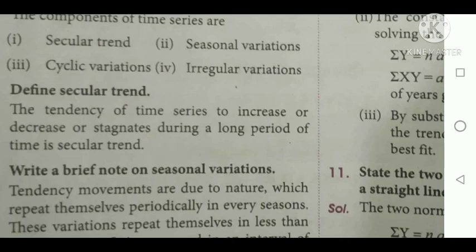In cricket also you see the graph. It goes on according to the run rate. Sometimes it decreases, sometimes it increases, sometimes it stagnates. So according to that tendency of the time series, increasing, decreasing, or stagnating during a long period of time is considered a secular trend.